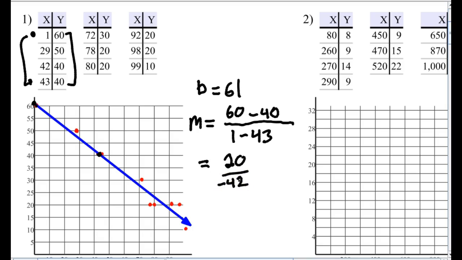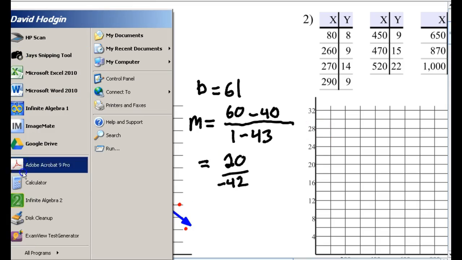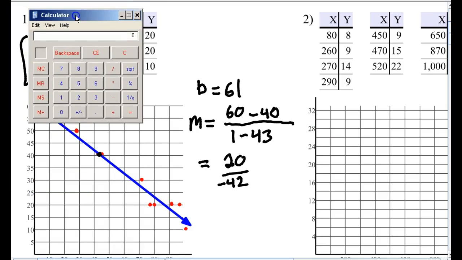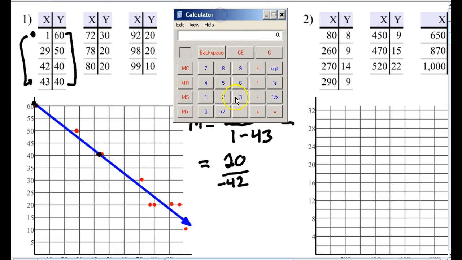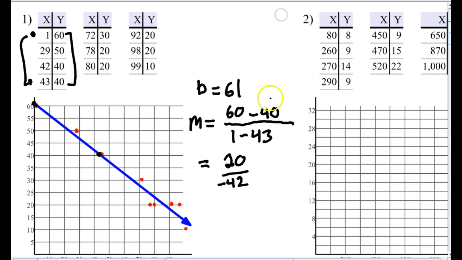And of course, for these, you want to get the actual decimal. So let me go to my calculator real fast. There we go. So we have 20 divided by 42, which is about negative 0.48. So we got about negative 0.48 for my slope. And again, you might have picked two other points.